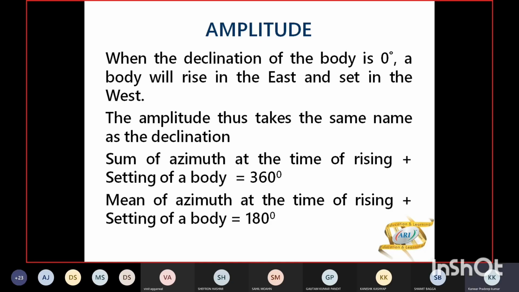Sum of azimuth at the time of rising and setting of a body is equal to 360 degrees. Mean of azimuth at the time of rising and setting should be 180. Calculate in your mind. If a body with zero declination rises at 090, at what bearing will it set? 270. 270 plus 90 is equal to 360.